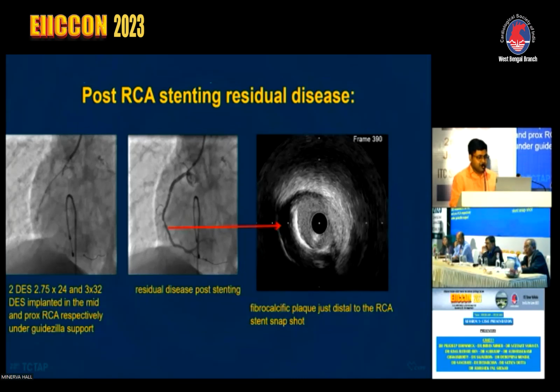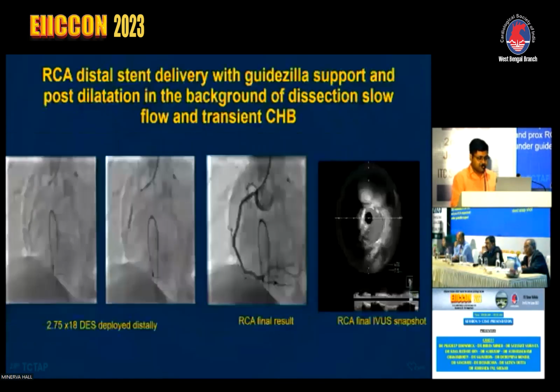And after stenting, we found that there was a residual disease distal to the mid RCA stent, which was confirmed by IVUS, and it showed fibrocalcific plaque. So we had to go for another stent distal to that of 2.75 by 18, and this was the final result of RCA, which is confirmed by IVUS also, which shows a roundish RCA result with both the diameters more than 3 and luminal stent area.